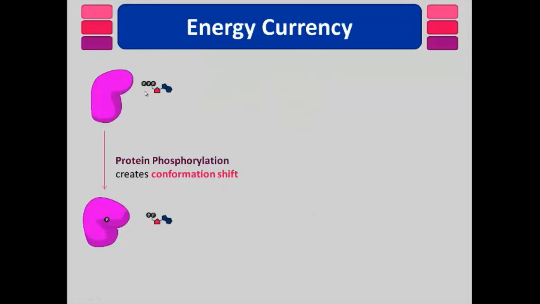The transfer of a gamma phosphate group from ATP to another molecule, like this protein, is called phosphorylation. Phosphorylation raises the potential energy of the new molecule, allowing it to do work. In a protein like the purple one shown here, adding a phosphate causes the protein to make a conformational shift, or a change in shape.